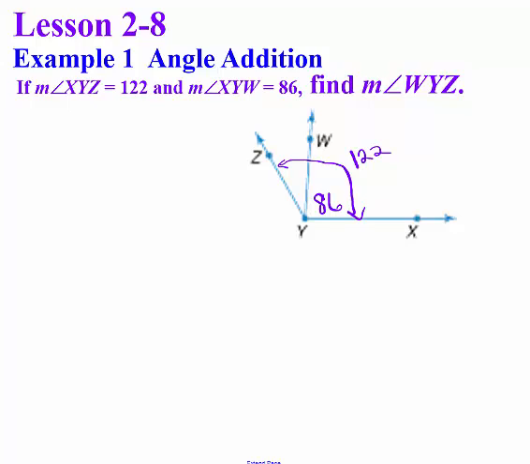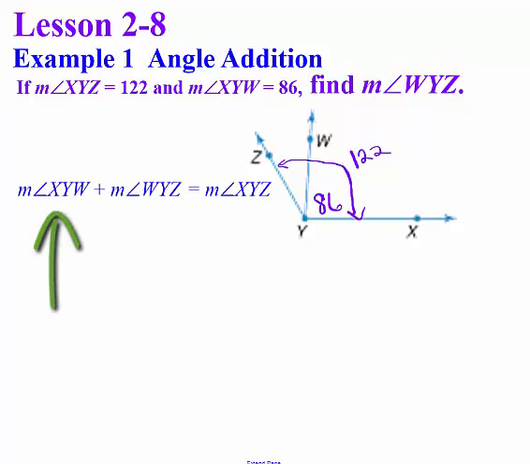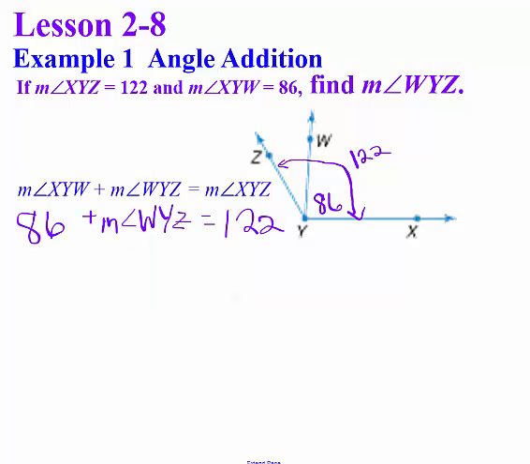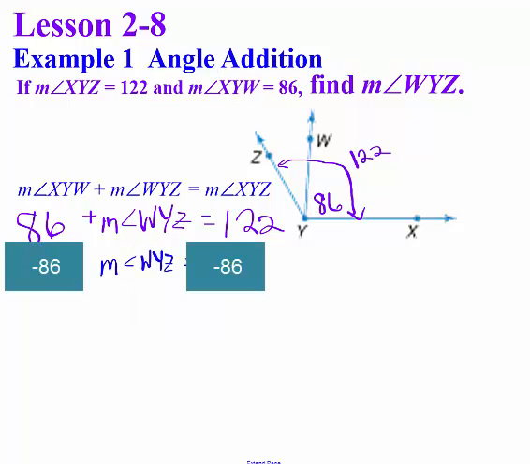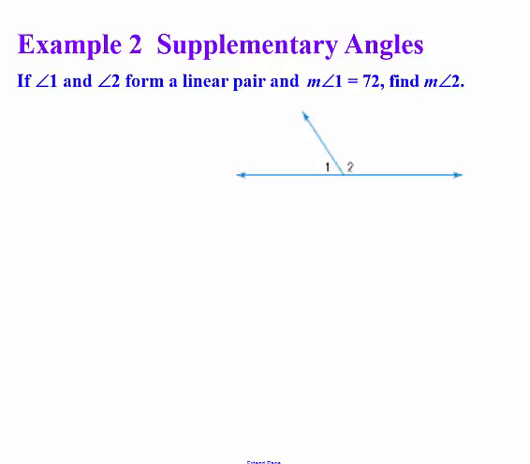So I know by the angle addition postulate that the measure of angle XYW and the measure of angle WYZ is going to equal the measure of angle XYZ. So I can replace the measure of angle XYW with 86 and the measure of angle XYZ with 122, and now I can solve for my missing angle, the measure of WYZ. So by the subtraction property, I can subtract 86 from both sides, and I will get that the measure of angle WYZ equals 36.